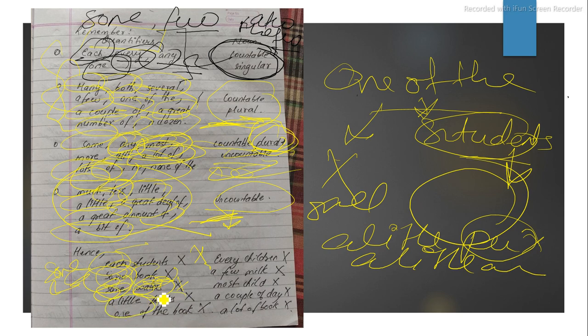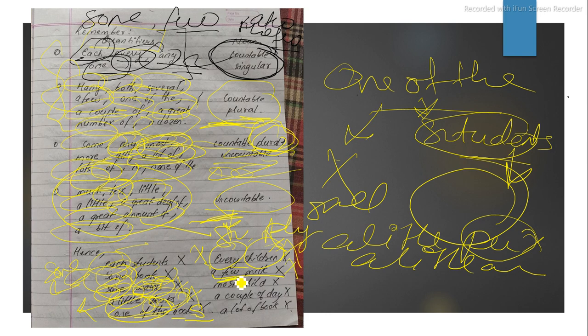Now a little of books is also wrong because a little, I said, is going to be used with uncountable nouns. One of the book, again wrong. Why? Because one of the is going to be used before countable plural. So one of the books. Every children, wrong. Why? Because children is the plural form of child, and every is going to be used in the singular only. A few milk is also wrong. Why?